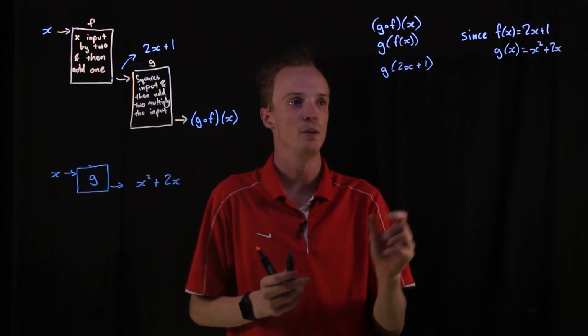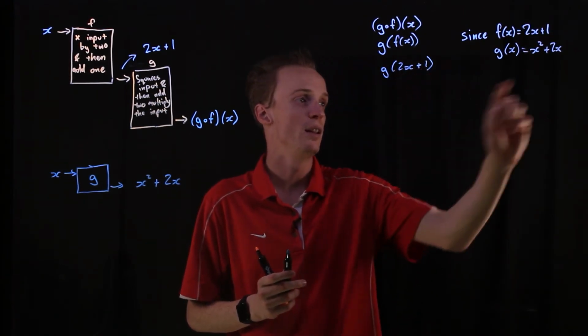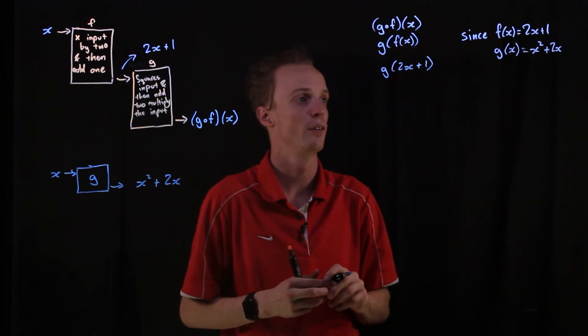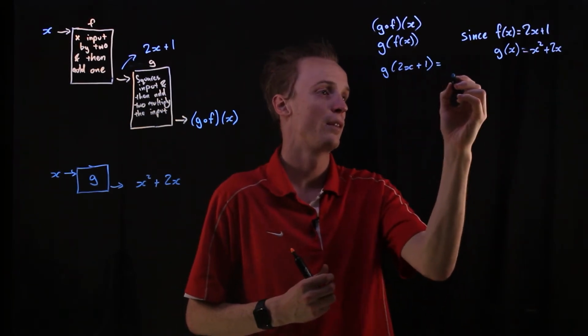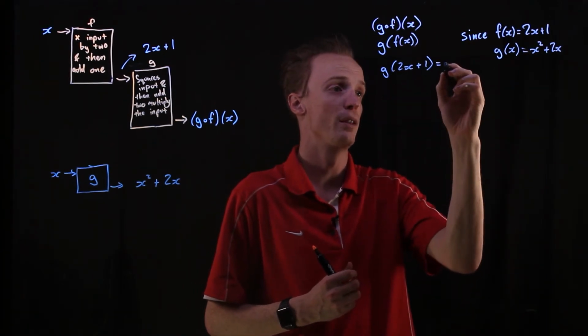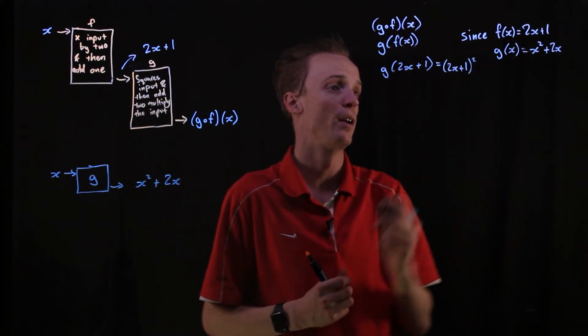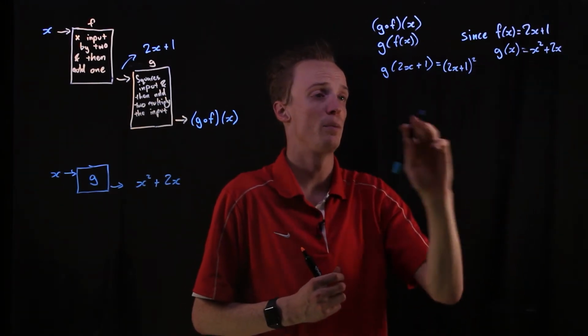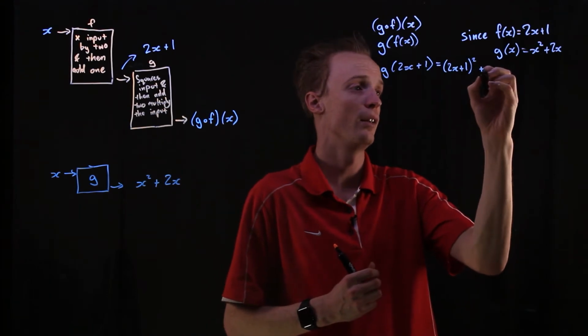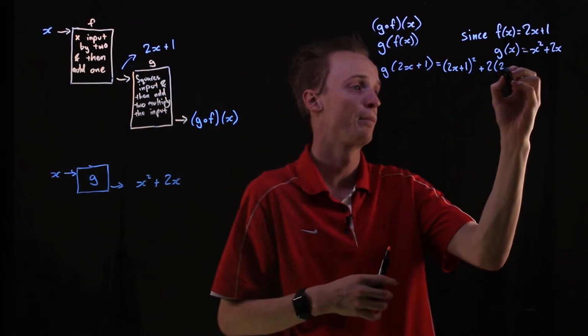So now what we can do is substitute this function just in here into the function of G of X. As we do that, that'll be our input squared, so this will be the 2x plus 1 all squared, and then add 2 multiplied by the input, so plus 2 multiplied by the input of 2x plus 1.